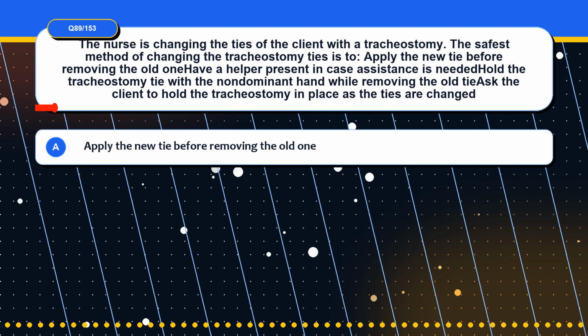Question 89. The nurse is changing the ties of the client with a tracheostomy. The safest method of changing the tracheostomy ties is to apply the new tie before removing the old one. Have a helper present in case assistance is needed. Hold the tracheostomy tie with the non-dominant hand while removing the old tie. Ask the client to hold the tracheostomy in place as the ties are changed. Here are the options. Option A. Apply the new tie before removing the old one.